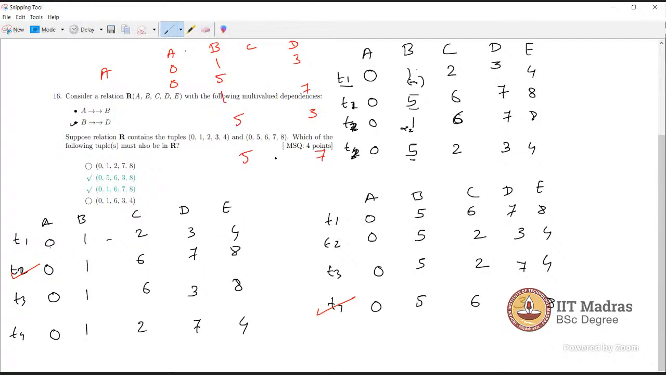Rest of the values are fixed. They cannot change. It should only be 2 and 4, 6 and 8, because that's not multi-valued. You cannot have any other values, because they're not multi-valued. 2 can only give you 4, right? For E. There is no multi-valued relationship between C and D.